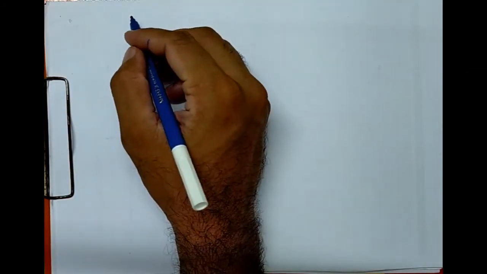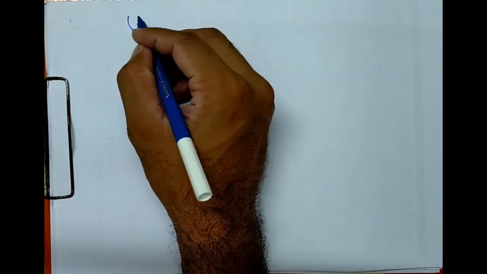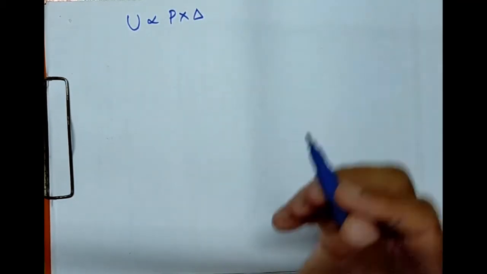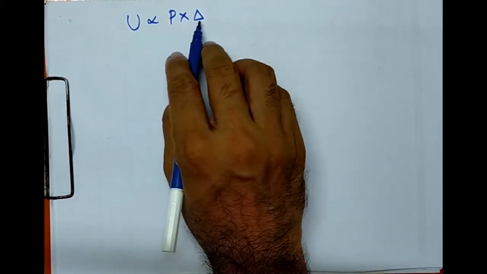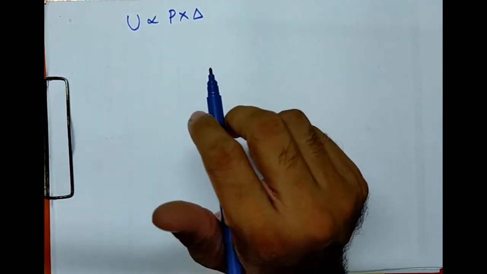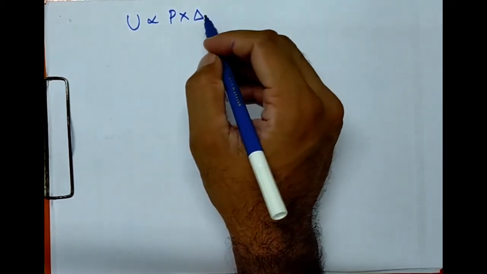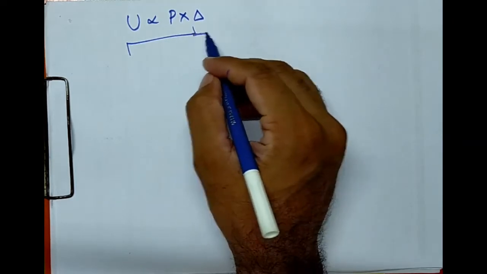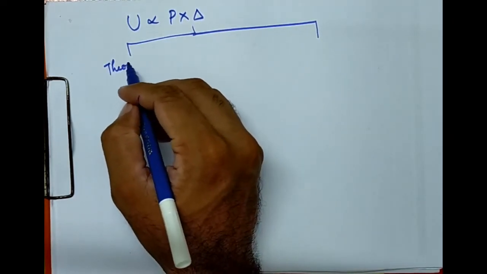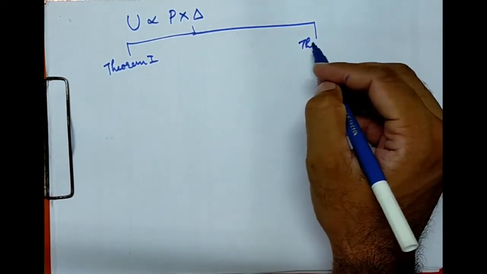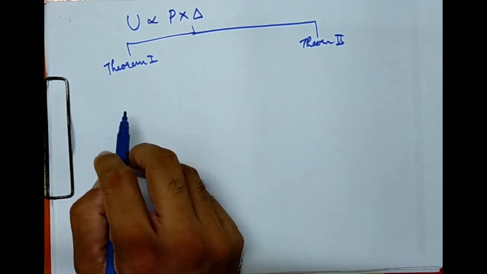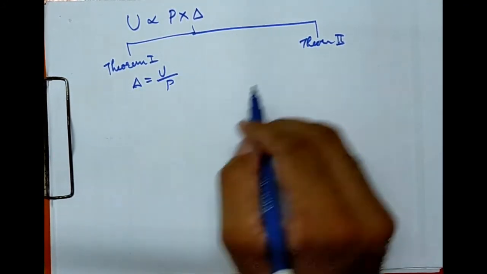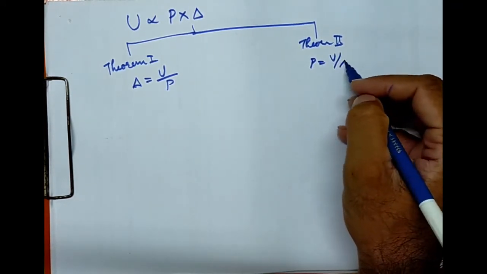We know that strain energy is the work done. So in general, I can say that U is proportional to P times delta. Strain energy is proportional to load times deflection. What Castigliano did is he just used this expression and created two theorems. So what is the first theorem? Theorem 1 and theorem 2. In theorem 1, he said that delta is equal to dU by dP. In theorem 2, he said that P is equal to dU by d delta.